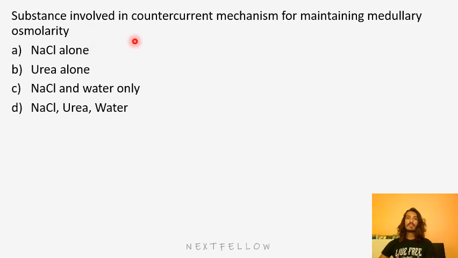Substance involved in countercurrent mechanism for maintaining medullary osmolality. So you need sodium chloride, yes, you need urea, and you need water. All these are involved in your whole countercurrent mechanism. Yes.